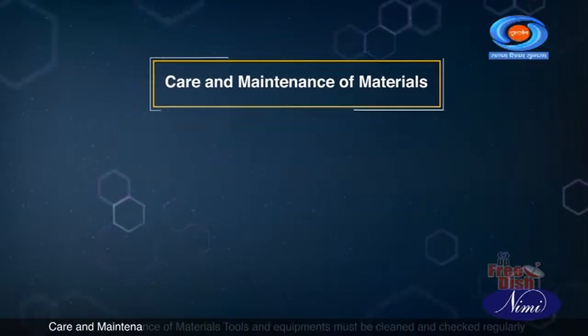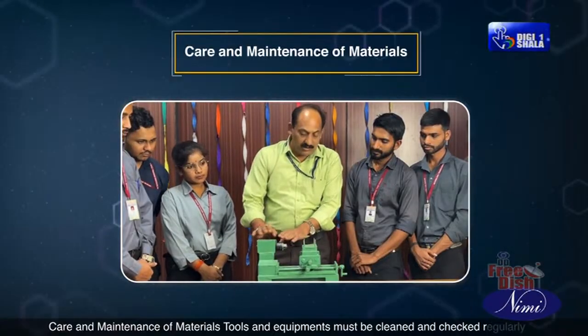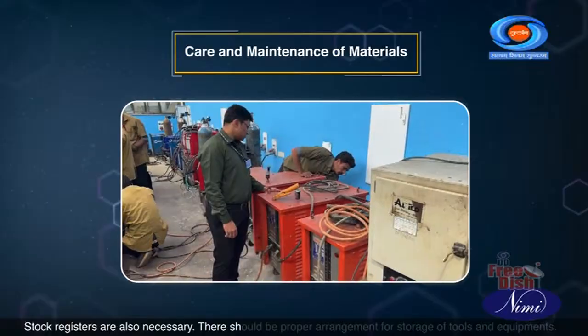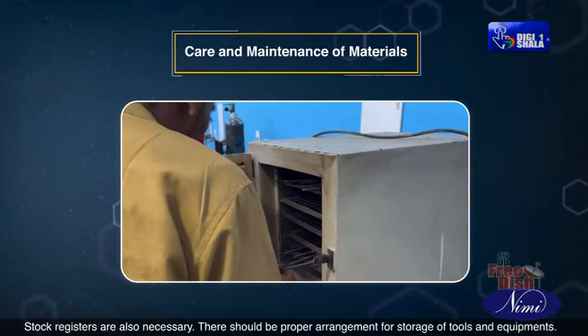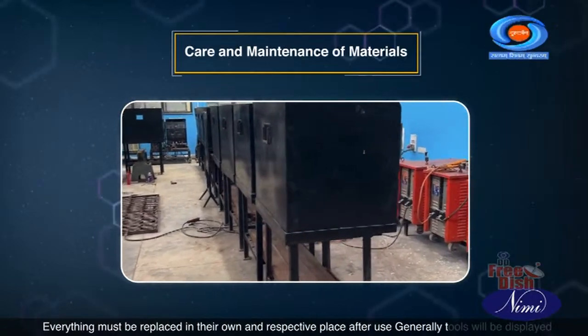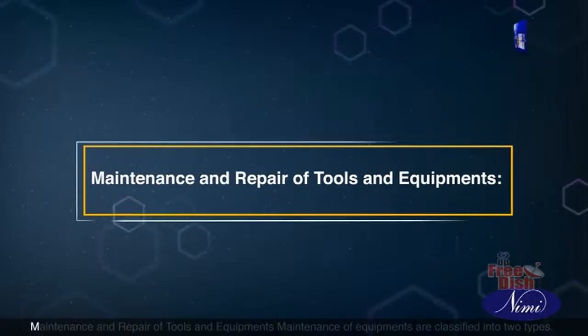Care and maintenance of materials. Tools and equipments must be cleaned and checked regularly. Stock registers are also necessary. There should be proper arrangement for storage of tools and equipments. Everything must be replaced in its own respective place after use. Generally, tools will be displayed on a board called a toolboard.